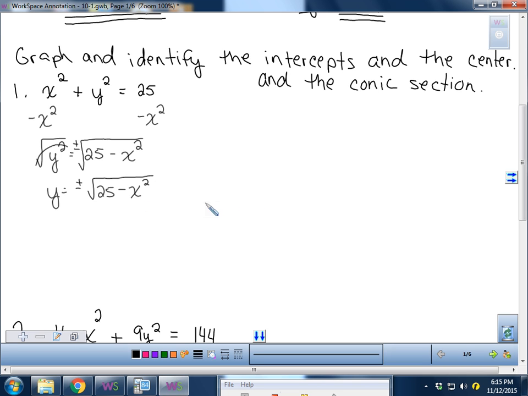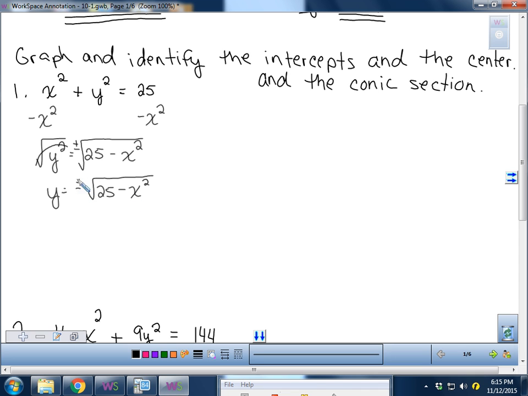Now, the plus and minus is super important because the positive will graph the top half of your circle or ellipse, and the minus will graph the bottom half. Mind you, a circle is the same distance from the center to the outside all the way around. An ellipse is more like an egg, so it might be taller top to bottom and not as wide across, or vice versa.